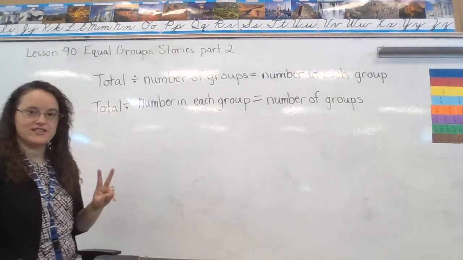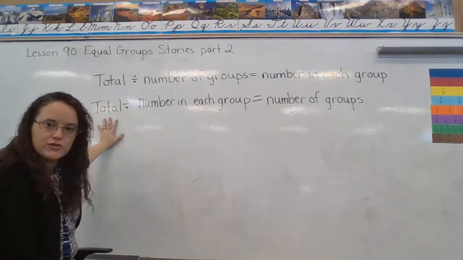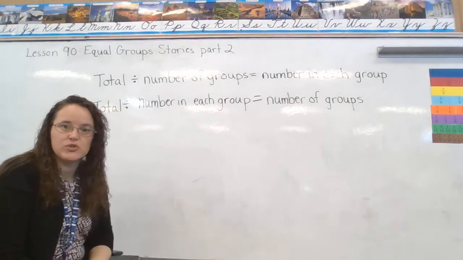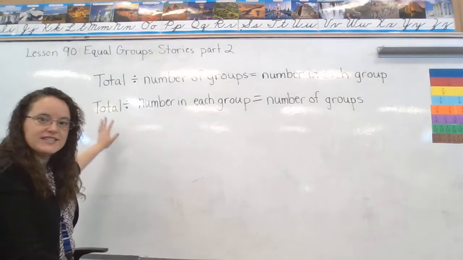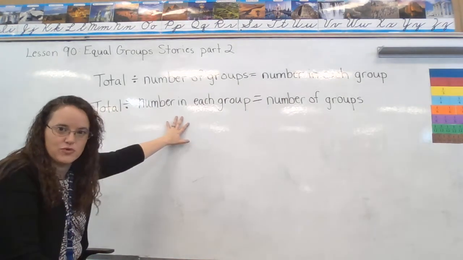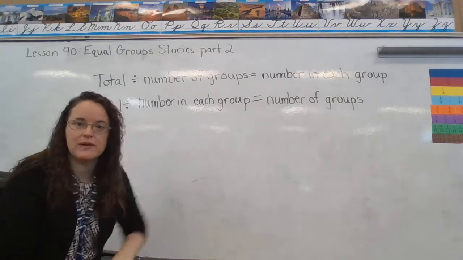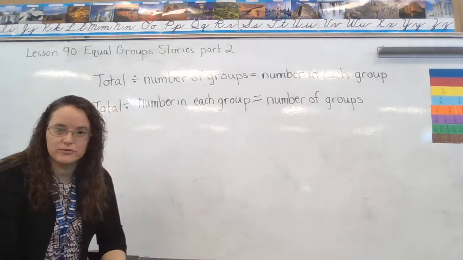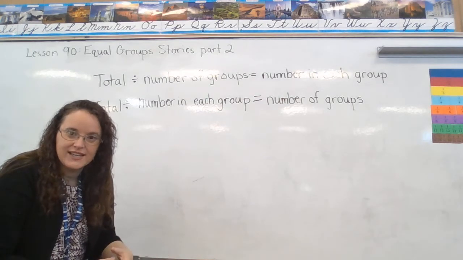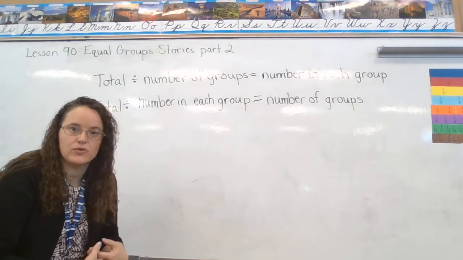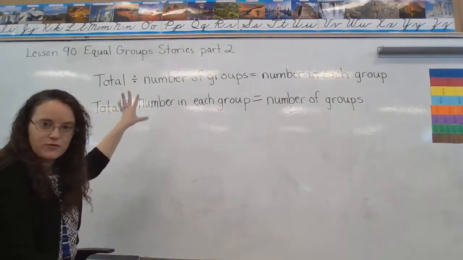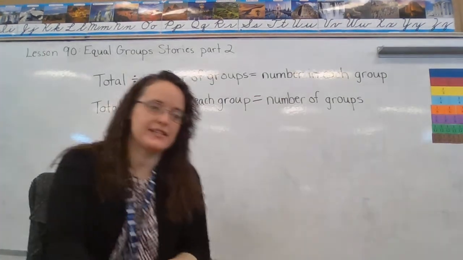The second way we could solve it is I know I have 24 students, and maybe the problem says the 24 students were split into groups of 8. So this second strategy takes the total, divides by the number in each group, and then when I get my answer, I'm going to have the number of groups. So if I have 24 students, they were split into groups of 8, that would mean I have 3 total groups. 24 divided by 8 is 3.